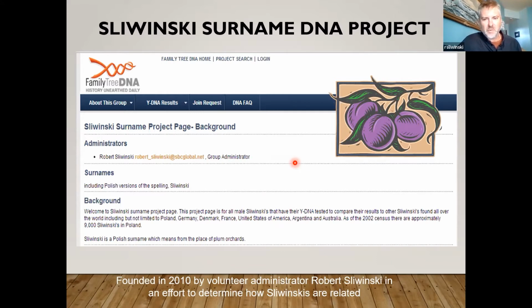But there are Slowinskis all over the world, not only limited to Poland, Germany, Denmark, France, and the United States, but also in Argentina and Australia. As of the 2002 census, there are approximately 9,000 Slowinskis in Poland. It is not a super common name in the country compared to some others, like Novak, which would be very common. But I wanted to start this page to allow other people with the same surname to join to see if we're related, because we have a common surname. But that's not always the case.